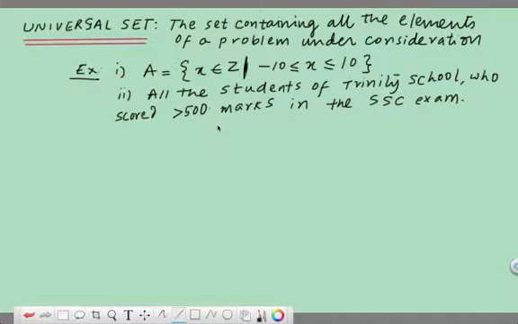Similarly, all the students of Trinity School who scored greater than 500 marks in the SSC exam. So here in this set, all the students of Trinity School are a part of a universal set, which is all the students in that school. And the set under consideration over here is only those particular students who have scored greater than 500 marks in the SSC exam. So in these two examples, Z and all the students of Trinity School are the universal sets.